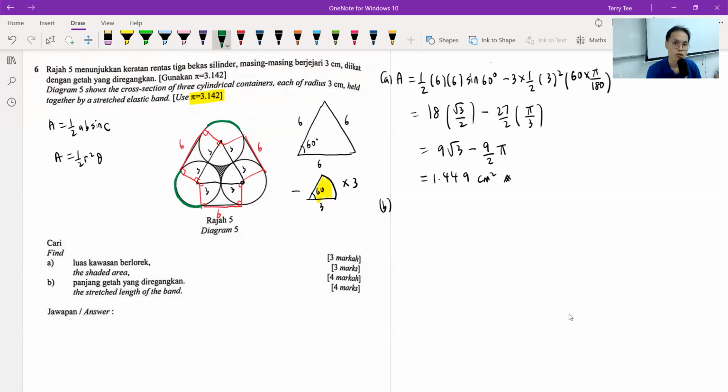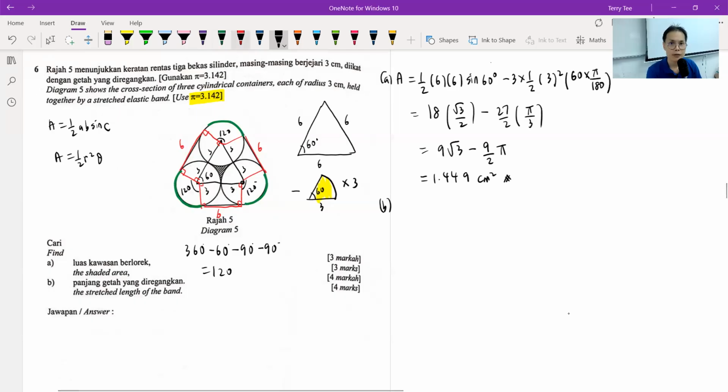1, 2, and 3. Since this is already 60, maybe I don't have to zoom in. This is 60, that is 90 and 90. So for this arc here, we can think 360 minus 60 minus 90 minus 90, right? So 360 minus 180 is 180. 180 minus 60 is 120. So each length of arc here has angle 120. You can write in radian straight away, which is 2π/3.